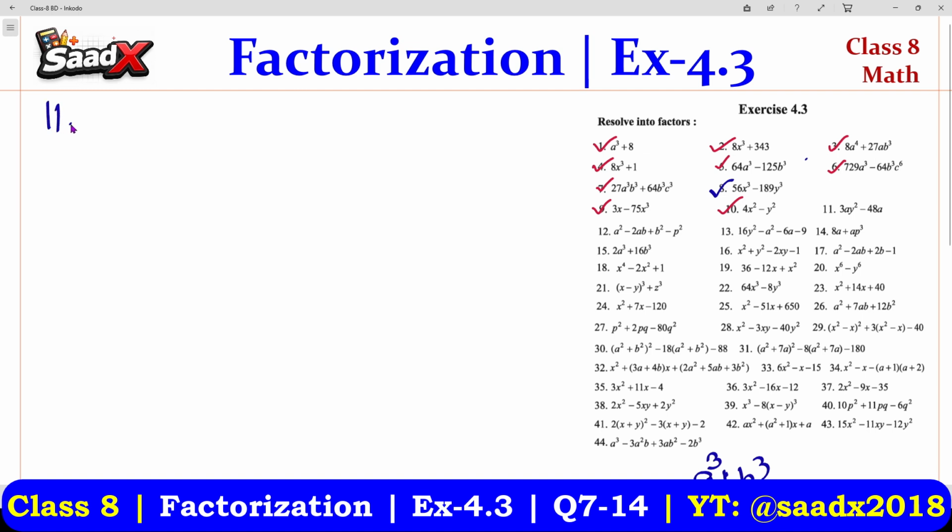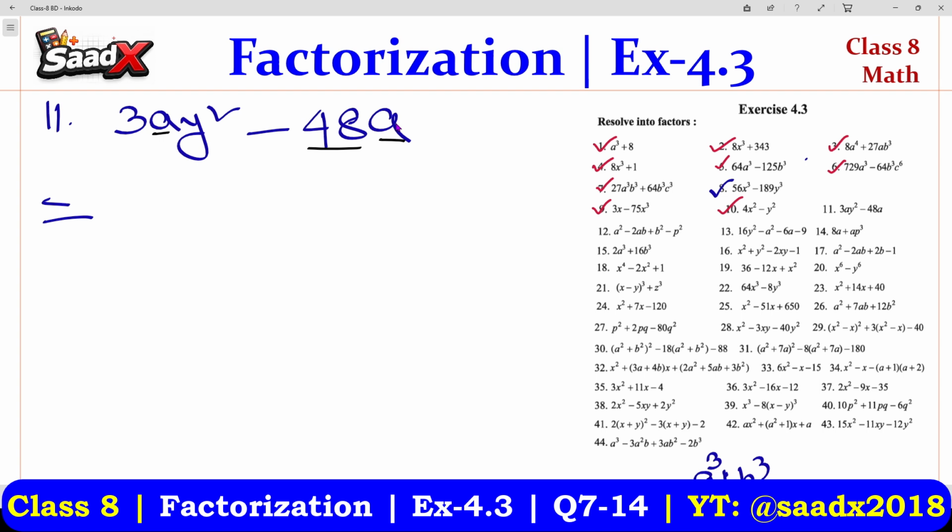Question 11. Here is 3ay square minus 48a. Look, this expression we cannot make any a square minus b square or a cube plus b cube or any kinds of thing. So how can we solve this one? First, look, here is a and here is a, and this 48 is a coefficient of a and 3 is a coefficient of a square. So we can take common 3a.